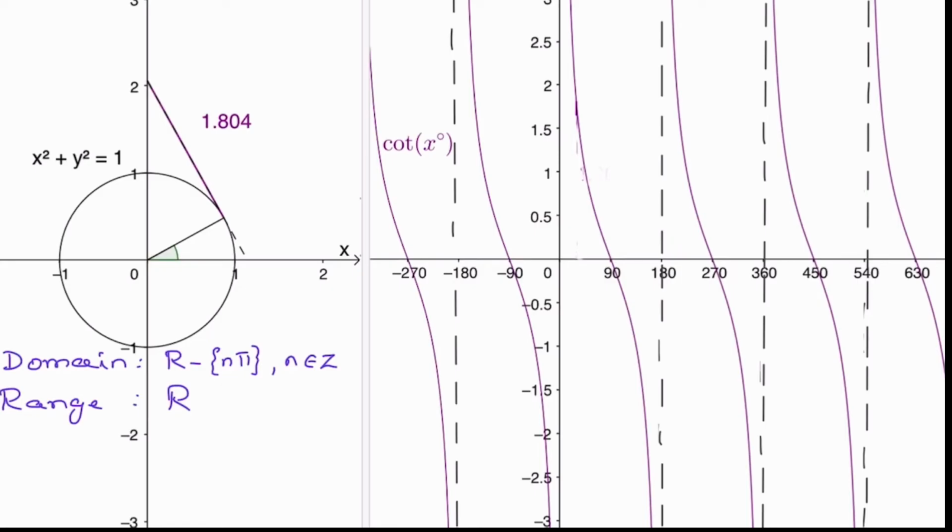At all integral multiples of pi, cot theta is not defined. Those are the dotted black lines, and cot theta can take any real value, therefore the range is R. Like tan theta, cot theta value also repeats after an interval of pi.